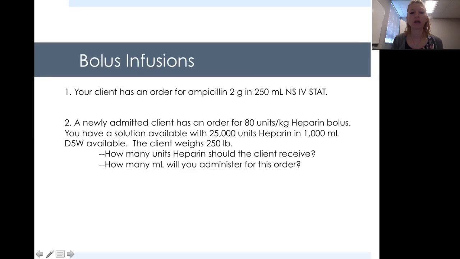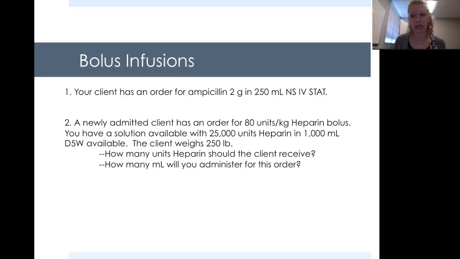Okay, so let's talk about bolus infusions. There are sometimes you're not going to need to do anything really with a bolus infusion, such as this first example. Your client has an order for ampicillin 2 grams and 250 milliliters of normal saline IV stat. This will often come prepared for you, all ready to go, and so you just give the medication as quickly as the patient tolerates it through gravity.